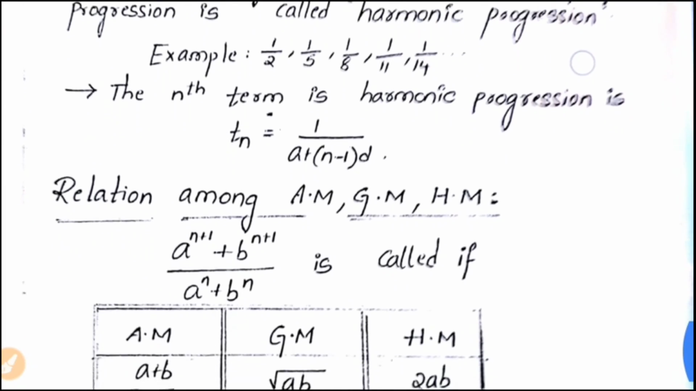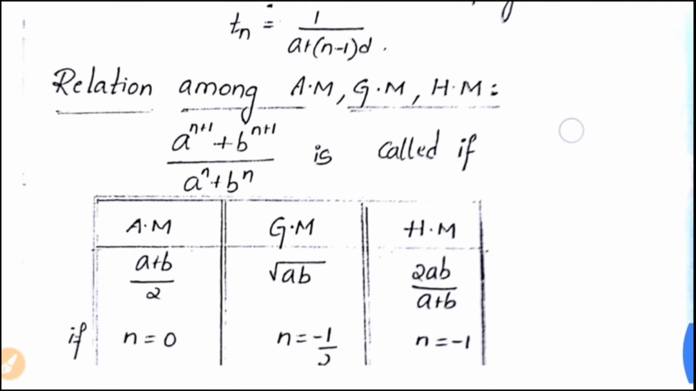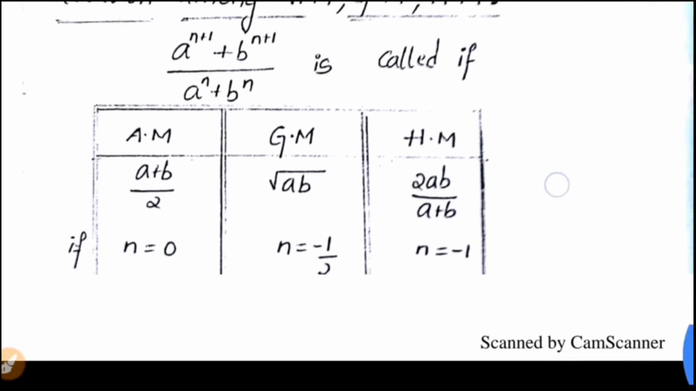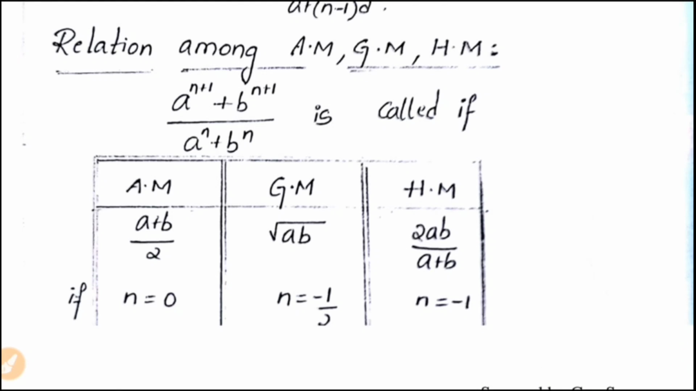Relation between arithmetic mean, geometrical mean and harmonic mean. So this is the most important formula. If you listen clearly, you can easily understand. a power n plus 1 plus b power n plus 1 by a power n plus b power n is called arithmetic mean when n is equal to 0. So substitute n is equal to 0, you will get a plus b by 2, because a power 0 plus 1 means a, b power 0 plus 1 means b, so a plus b. And down, a power 0 plus b power 0, 1 plus 1, 2. So a plus b by 2, that is called arithmetic mean.